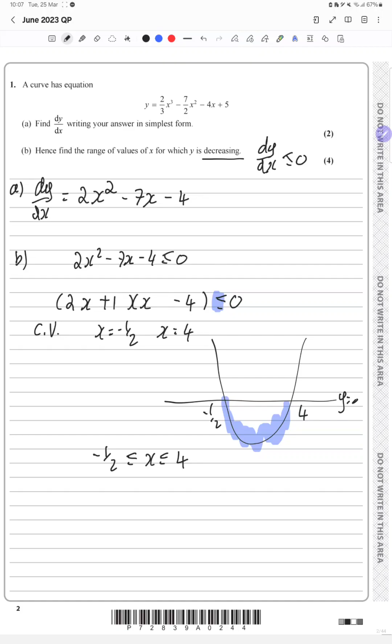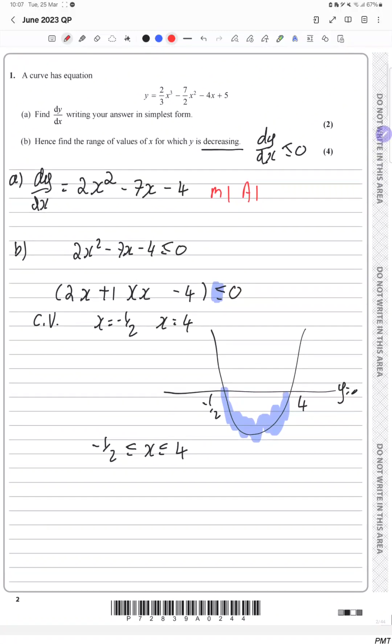So, the marks, we get an M1 for bringing one of the powers down and timesing it by that coefficient, so an attempt at differentiating, with the 5 disappearing, we get that method mark, and an A1 for just the right answer, as it is.